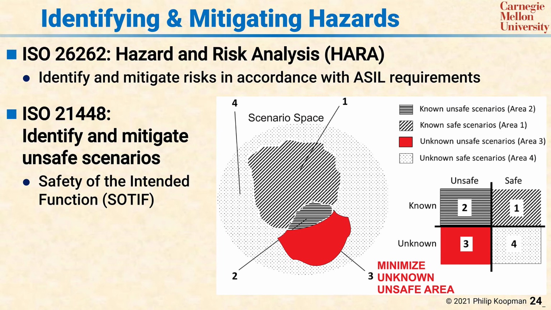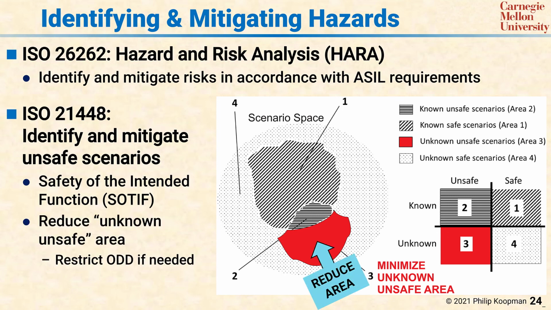A SOTIF-type approach iteratively identifies problems in the unknown unsafe area and mitigates them, driving the area of that part of the space smaller and smaller to the point at which you can say the residual risk, in other words, the area of the unknown unsafes, is so small I'll still be acceptably safe at a system level, so it's okay to stop the analysis and move on with deployment.